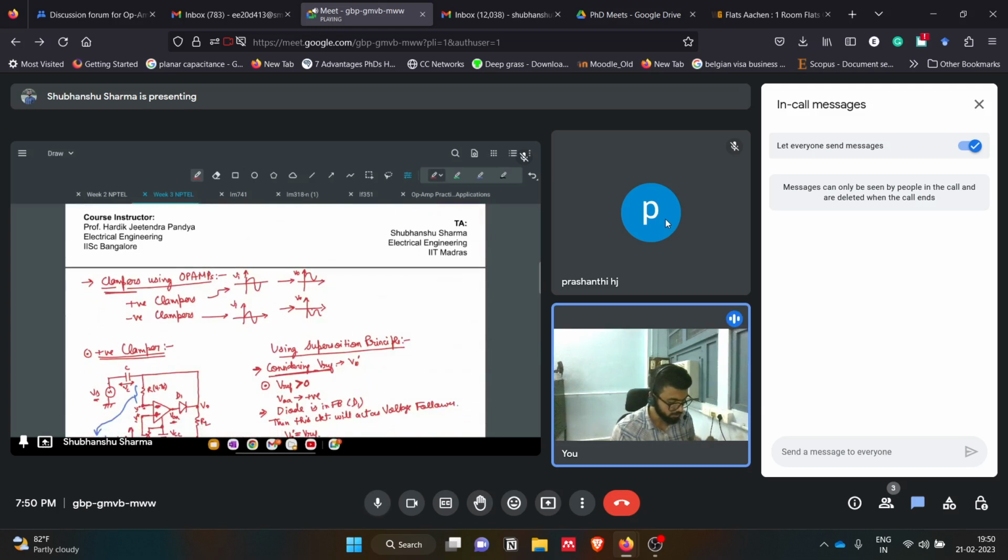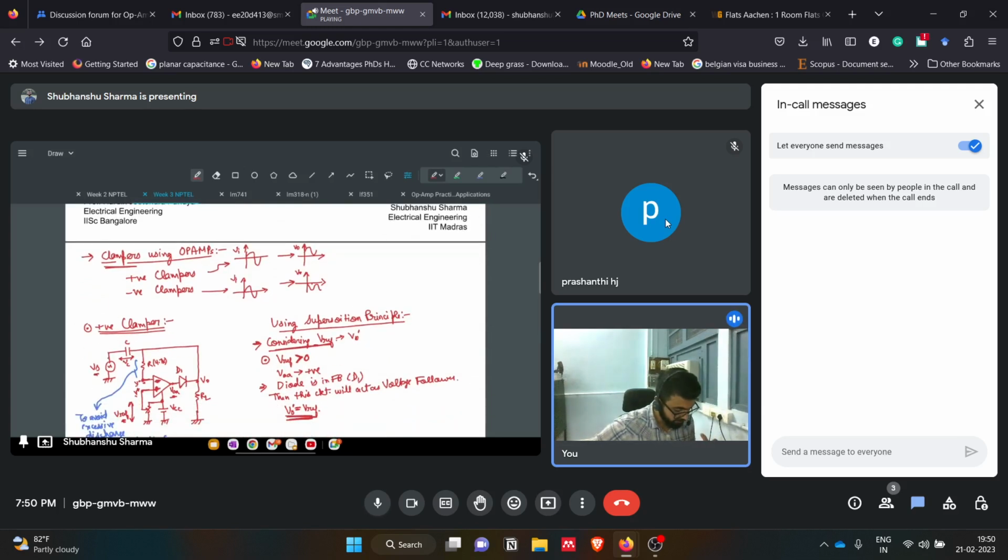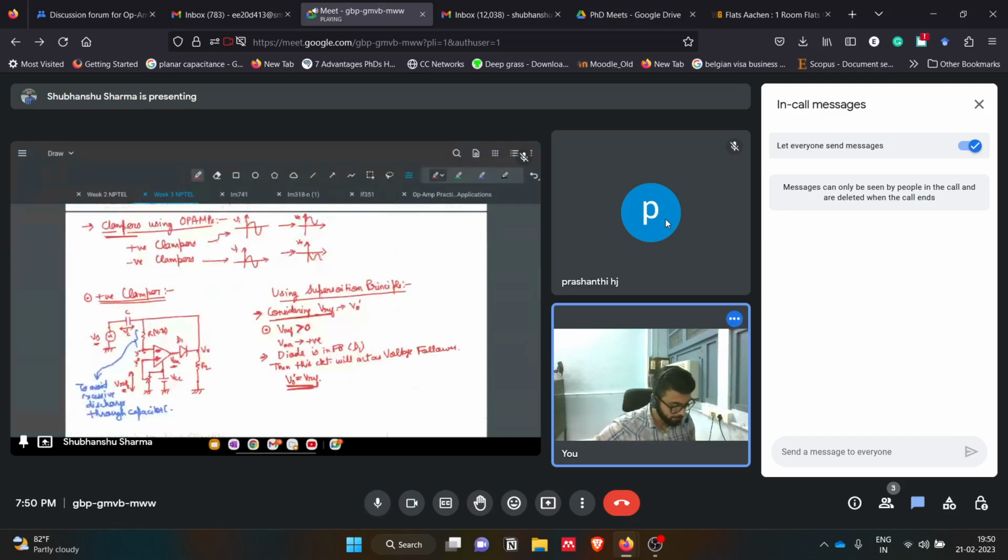First we talked about clampers using op-amp. There were positive clampers and negative clampers. Positive clampers can insert the DC and clamp the voltage to the positive side, and the negative clampers can clamp the voltage to the negative side of the circuit.